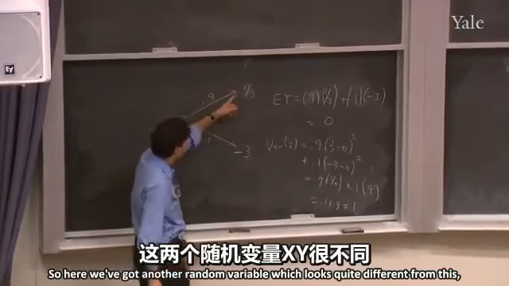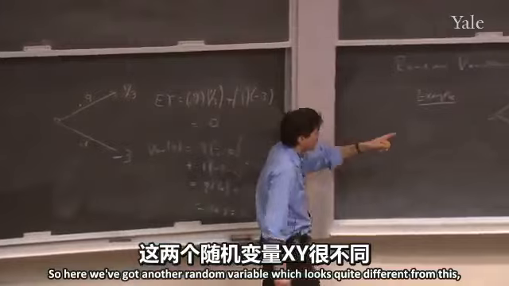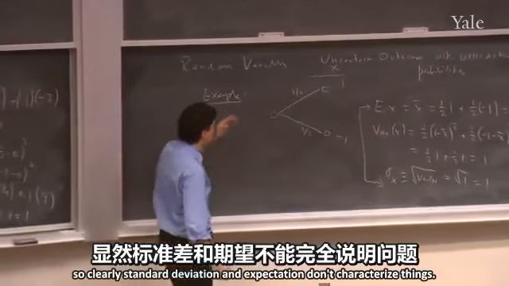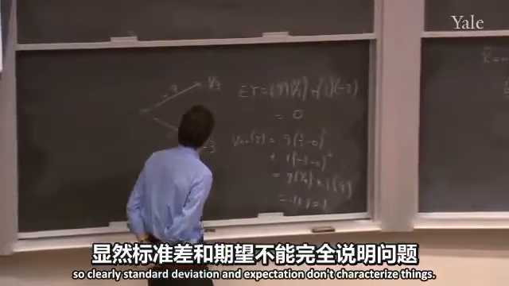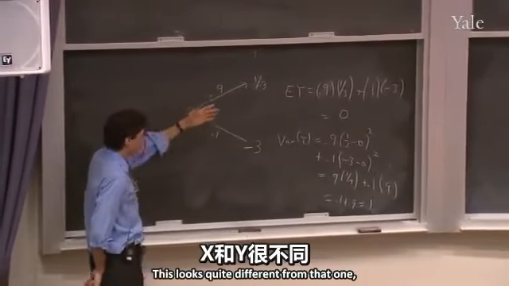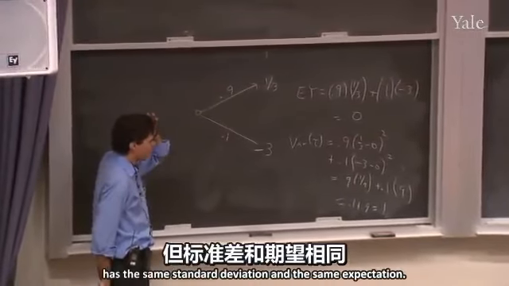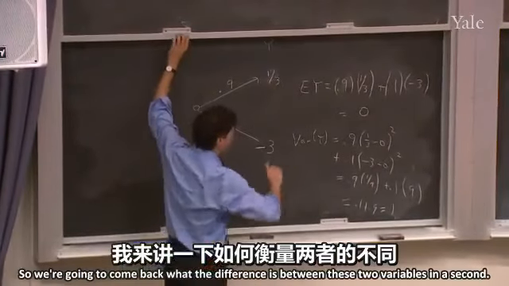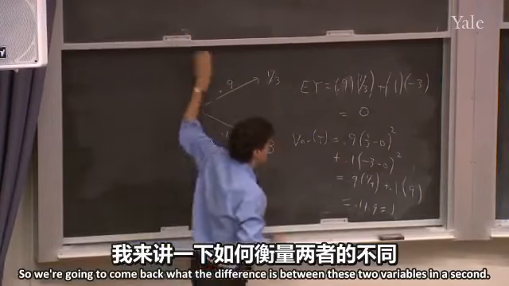So here we've got another random variable, which looks quite different from this. So clearly standard deviation and expectation don't characterize things. This looks quite different from that one, yet has the same standard deviation and the same expectation. We're going to come back to the differences between these two variables in a second.